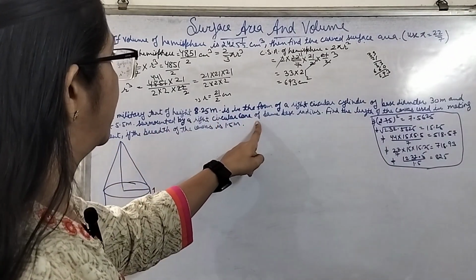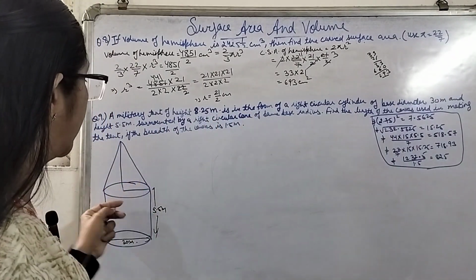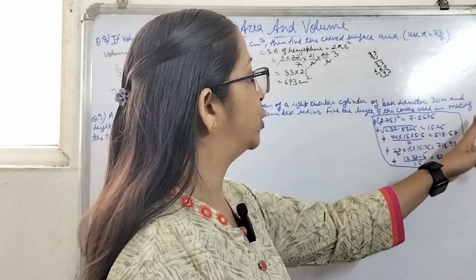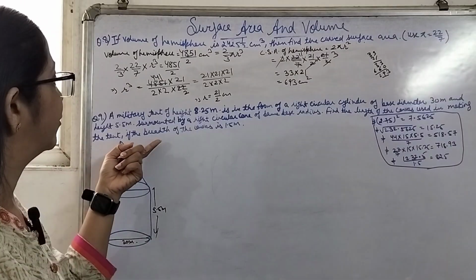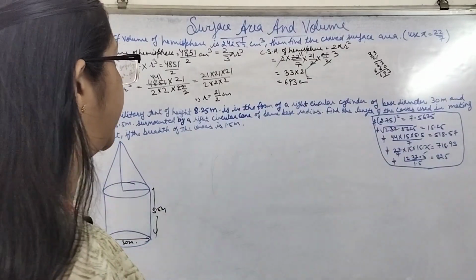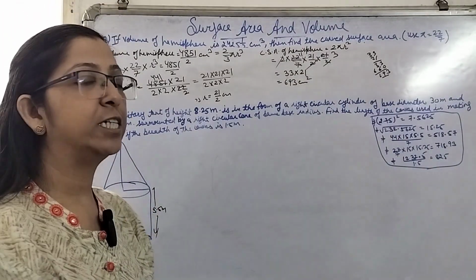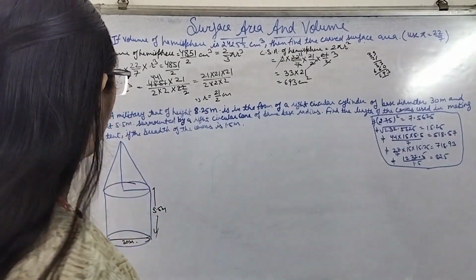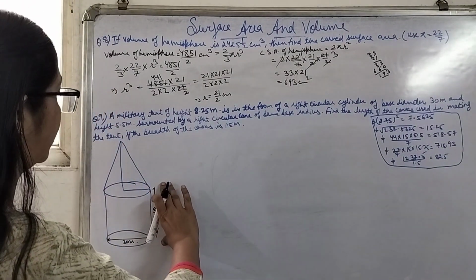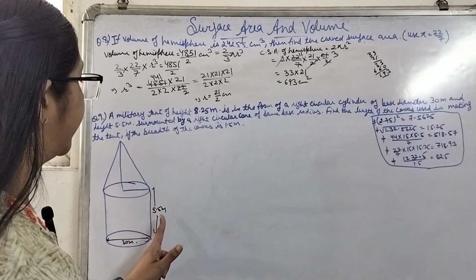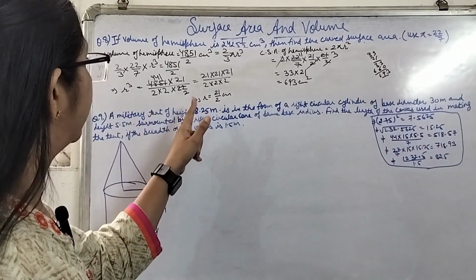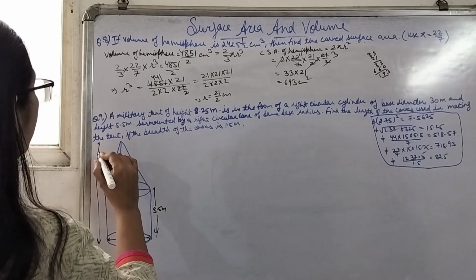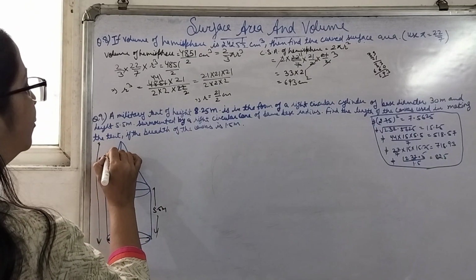Surmounted by a right circular cone of the same base radius. Base radius for the cylinder and for the cone both are the same. Find the length of the canvas used in making the tent if the width of the canvas is 1.5 meter. So first of all, we have to find the total surface area of this tent. Over here given to us is that the height of the cylindrical part is 5.5 meter, and the height of the whole tent, from here to here, this is your 8.25 meter.